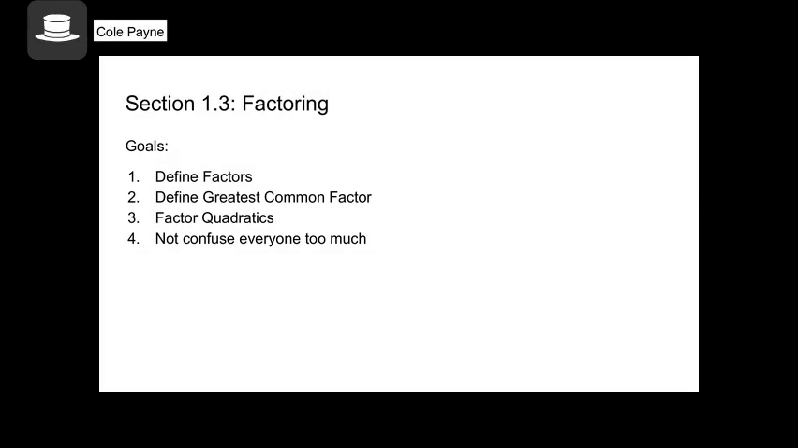Alright, so this is section 1.3. We're going to talk about factoring, and we want to define what a factor is. We want to be able to find the greatest common factor. We also want to be able to factor quadratics, which we're going to do more of later in chapter 1.